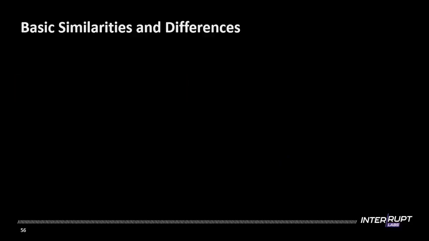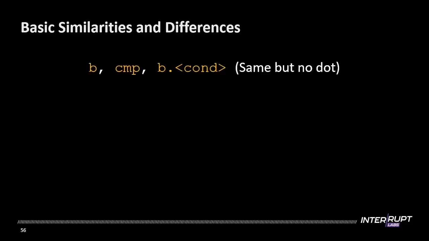Alright, let's move on to control flow, starting with the basic similarities and differences. So the basic branch, compare, and conditional branch are all the same, both in ARM mode and thumb mode, although the conditional branch no longer has a dot between the B and the condition. Also, CMP is now its own instruction rather than an alias.